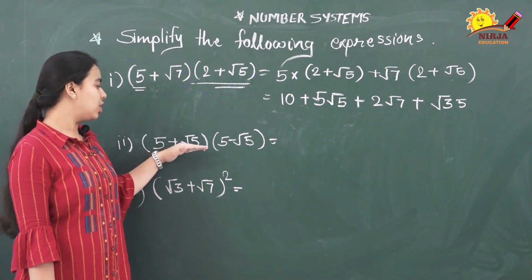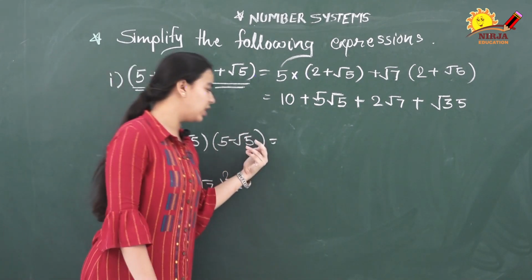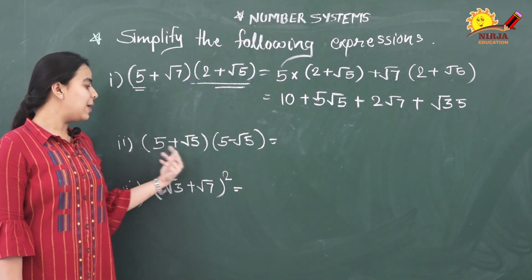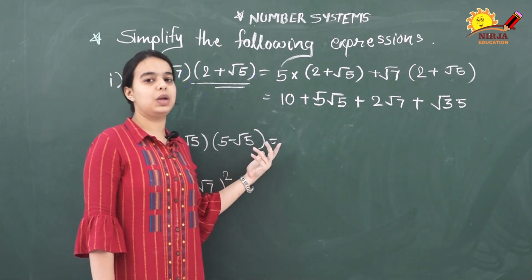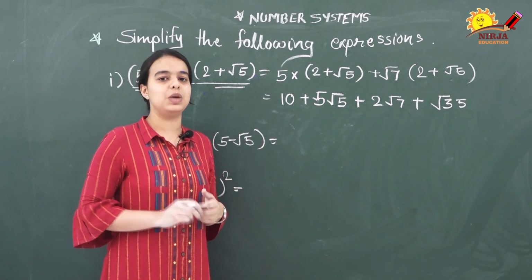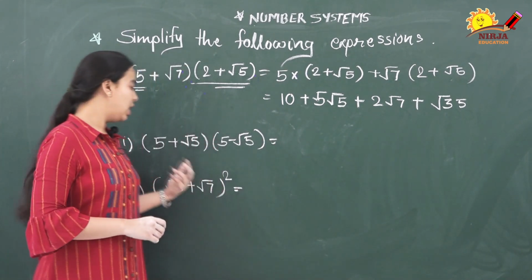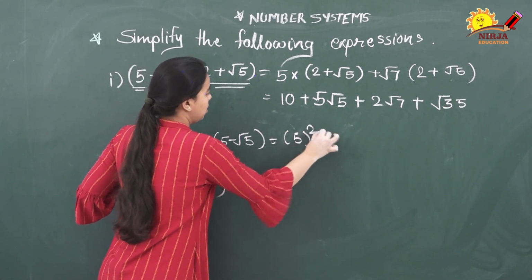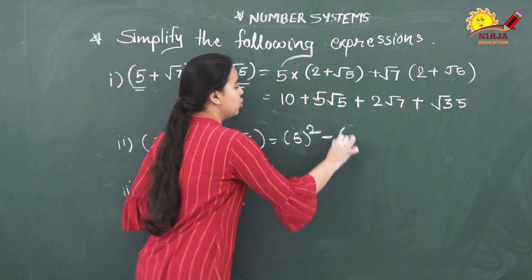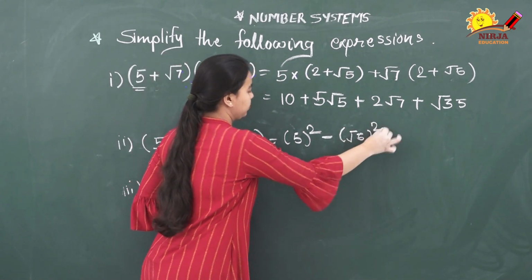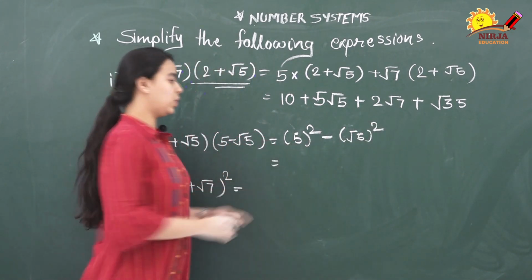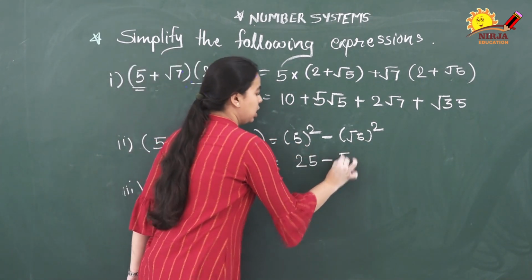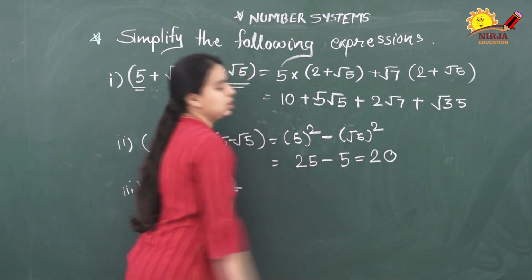Now next, simplify (5 + √5)(5 - √5). If you have noticed, this expression is in the form of (a + b)(a - b), and (a + b)(a - b) is equal to a² - b². Let's do it. Our a is 5, so a² - b², that means 5² minus (√5)². 5 fives are 25, and (√5)² is 5. 25 minus 5 will be 20.